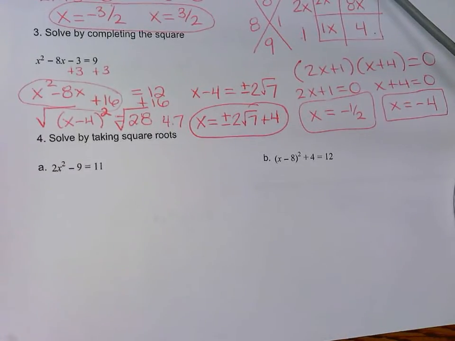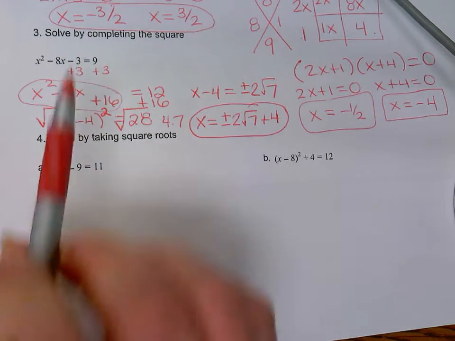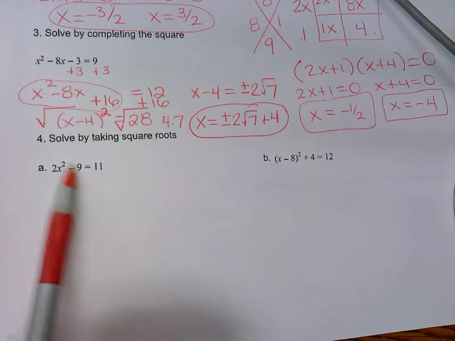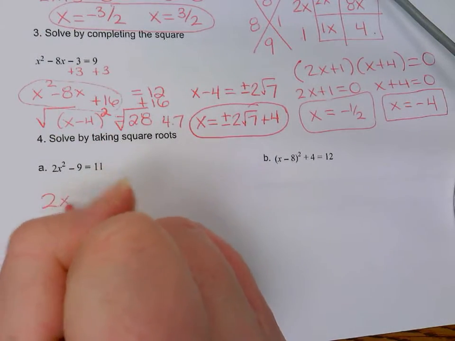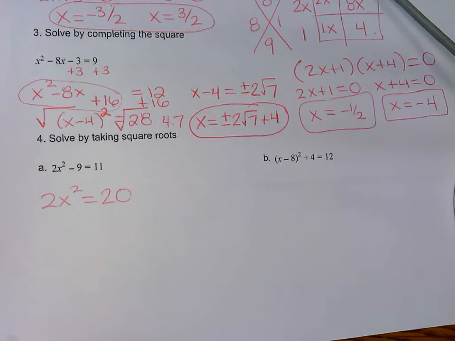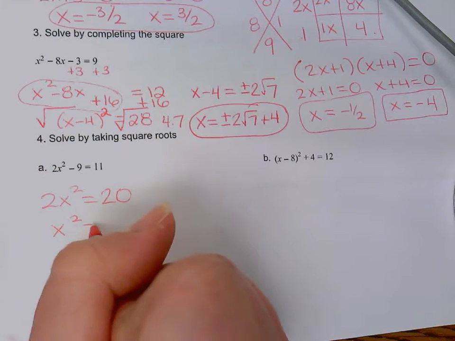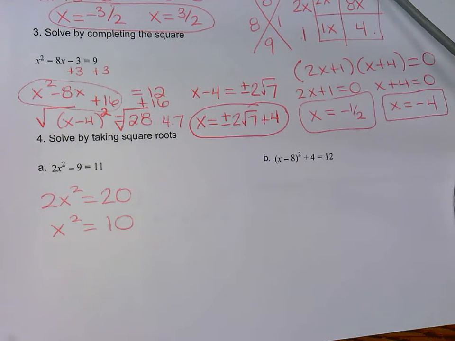Example 4, solving by taking square roots. This is similar to completing the square, but now see how I don't have that x term to worry about? I only have x squared. So my goal is to get x squared by itself. So first I would add 9 to both sides of the equation to get 20. Then I would divide by 2 on both sides of the equation to get 10.